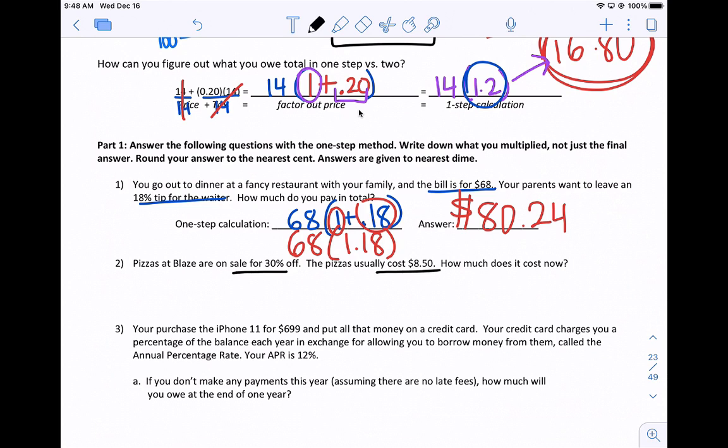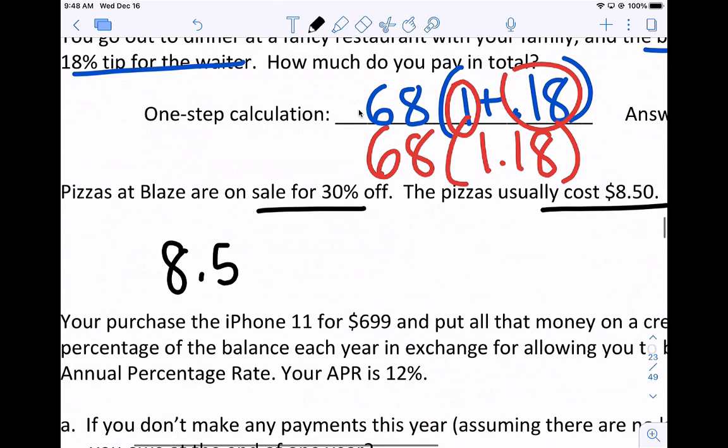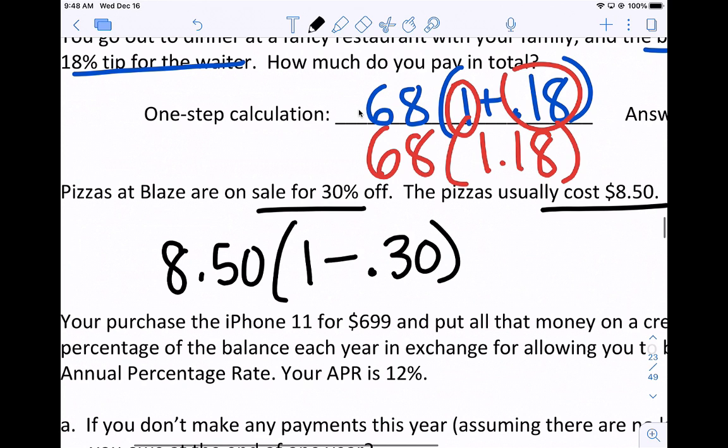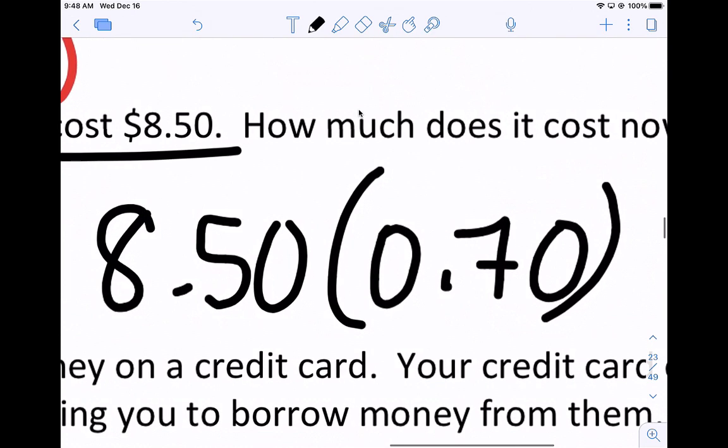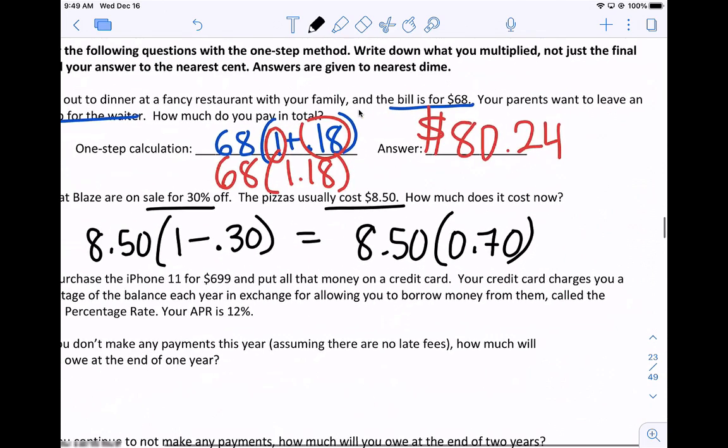All right, so whenever there's a sale, like if it's 30% off, I always think about what percent am I paying? And if it's 30% off, you're still paying 70% of the total cost. And so to get that, we have again our $8.50. And we have 100% of the cost, but it's 30% off, so 1 minus 0.3. And what we get is $8.50 times 0.70. So what this means is we're taking 70% of, again, of means times $8.50. And that'll be the sale cost. We're paying 70% of $8.50.